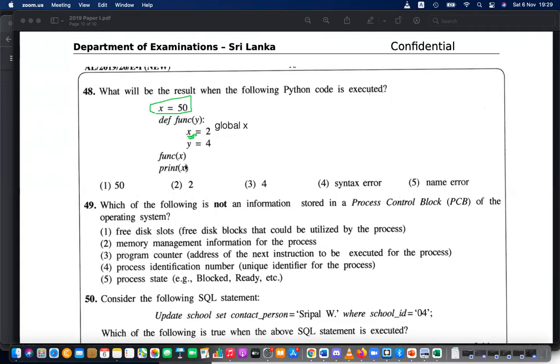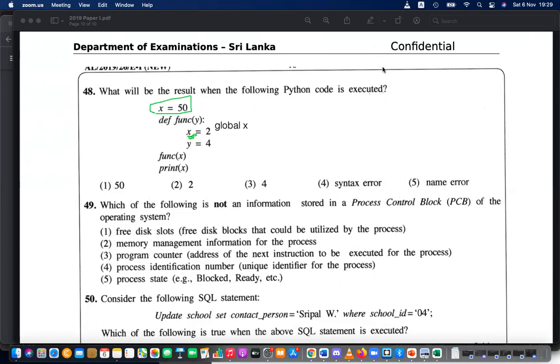Therefore, the function will run, and this local x and local y will be 2 and 4. But that is not affecting this x. x is global, it's not changing. So 50 will remain as the answer. If you had given global x, the x would be 2. Since you have not given global x, it will remain as 50.